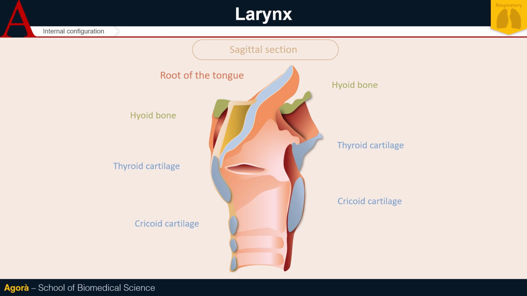As we can see, the larynx appears larger than its internal cavity, primarily because of the arch formed by the thyroid cartilage. The laryngeal cavity is relatively small and narrows significantly, especially in its middle portion.